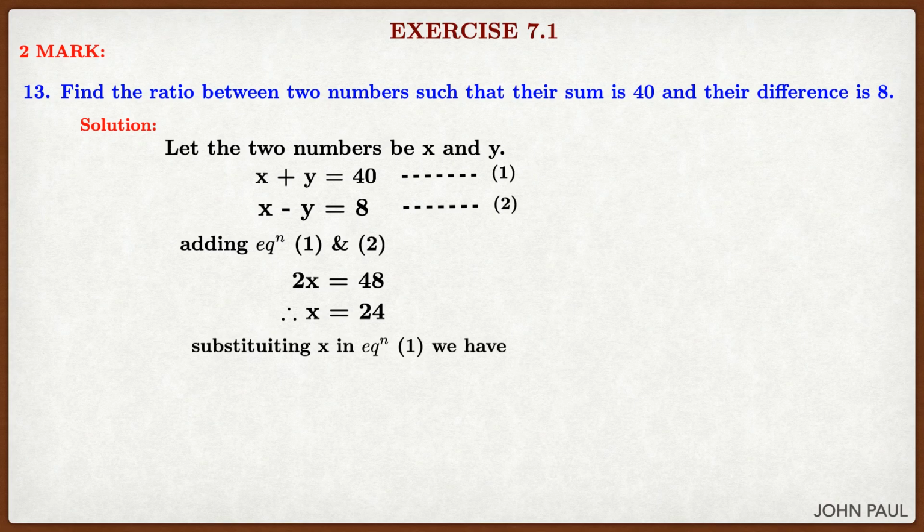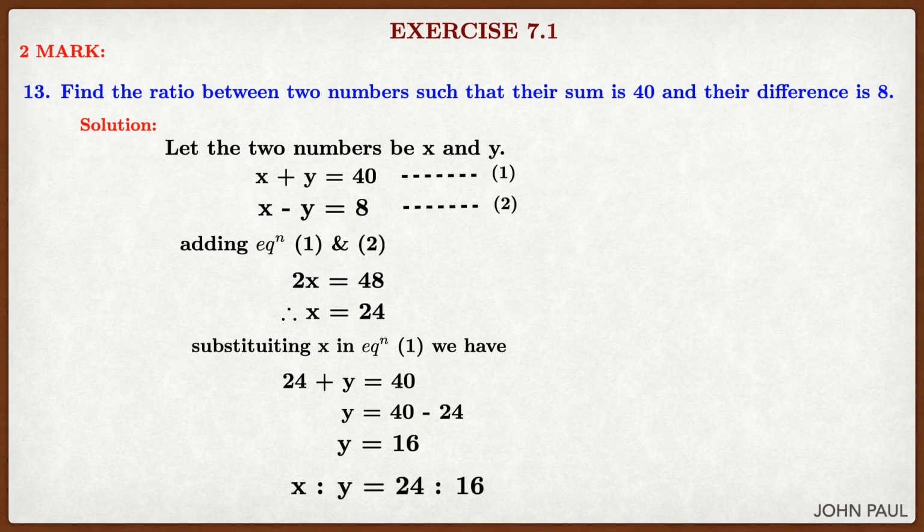Substitute x in any one equation. We substituted in the first equation. Instead of x, we replaced it by 24, so 24 plus y equal to 40. Take 24 to the right hand side, it becomes minus 24. By simplifying, y equal to 16. Therefore, x is to y equal to 24 is to 16. We have to find the ratio. The ratio is 24 is to 16.